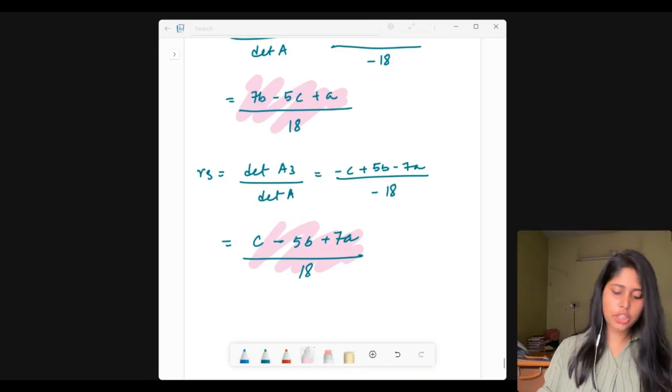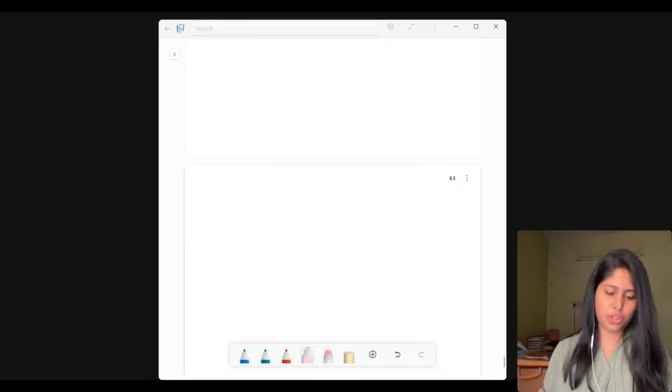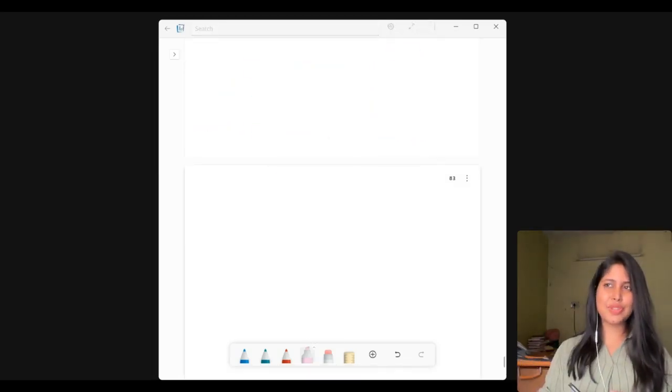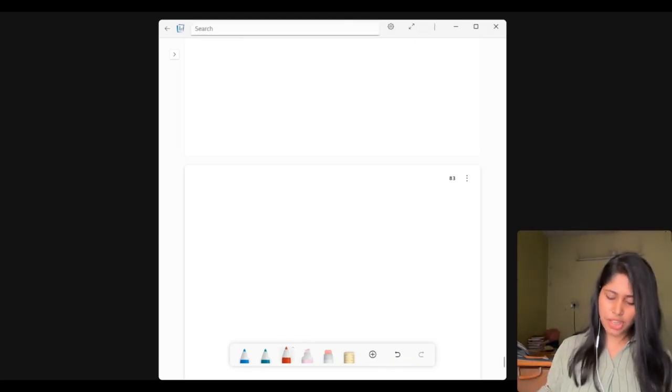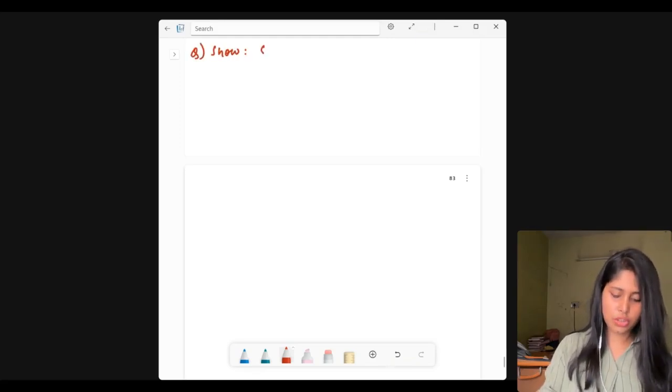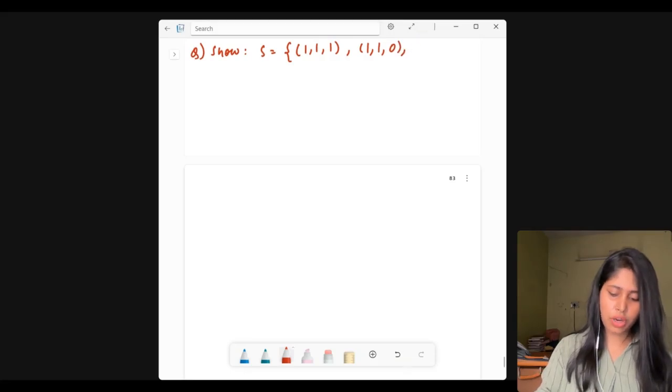Now, coming to our third question of the day, which is basically our last question. So I think I should give it a little bit of honor, and I will show you a few steps here, though it is basically the same thing. The question is to show that S is equal to (1, 1, 1) the first vector, (1, 1, 0) the second vector, and (1, 2, 0) the third vector, is a basis of R3.